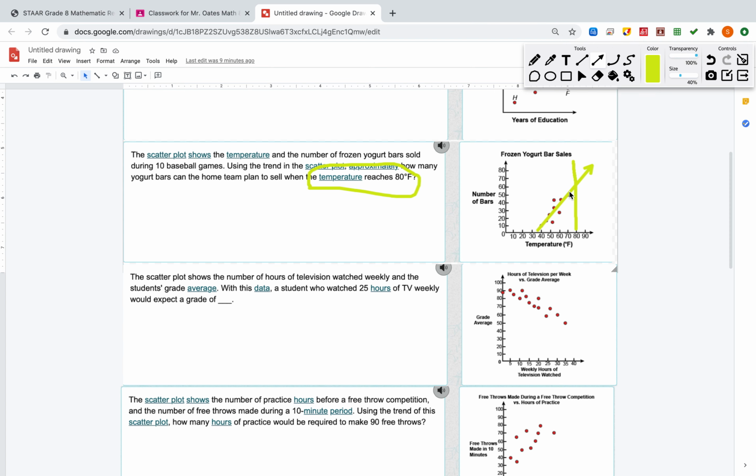And so what I'm looking for is when it's 80 degrees, if this trend continues, about how many bars will be sold. So I'm just going to go ahead and measure and see what it's about. It's a little crooked, but there. When I'm following this up, I want to stop when I get to 80 degrees. And I can see that the amount of bars is going to be about 60.